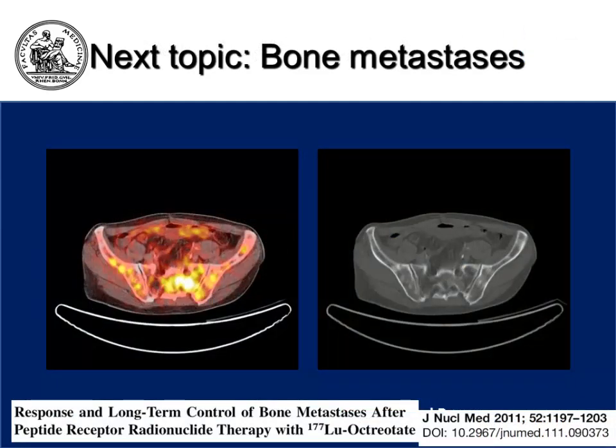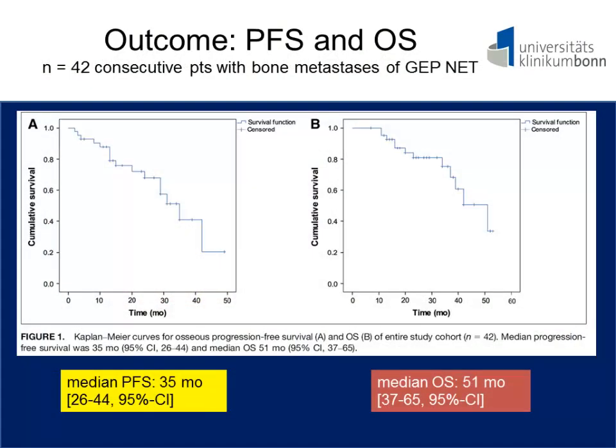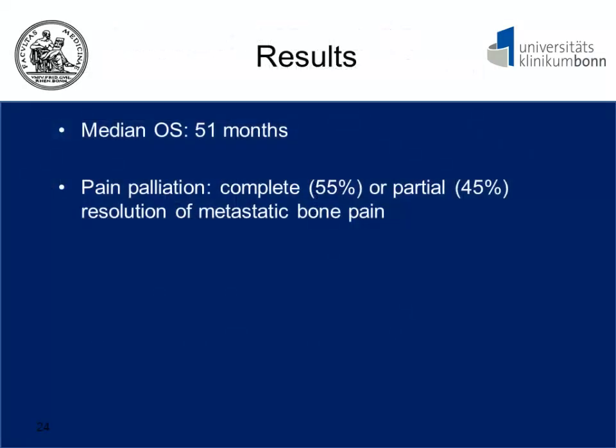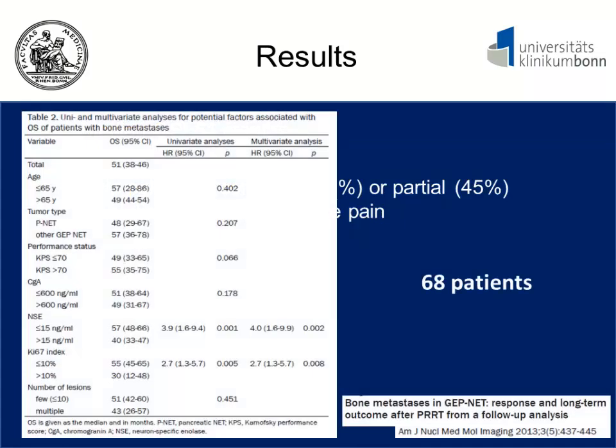My next topic will be bone metastasis. Patients with neuroendocrine tumor and bone metastasis have a poor prognosis, and we treated 42 patients with bone metastasis, and as you see here, the progression-free survival was 35 months after 4-cycle radiopeptide therapy, and the median overall survival was also very good, 51 months. Pain palliation was achieved completely in 55% of the patients and partially in 45% of the patients. And we published this study again with more patients this year, with 68 patients.